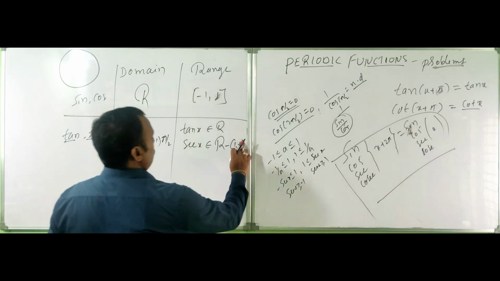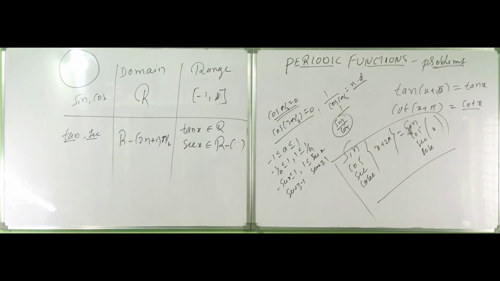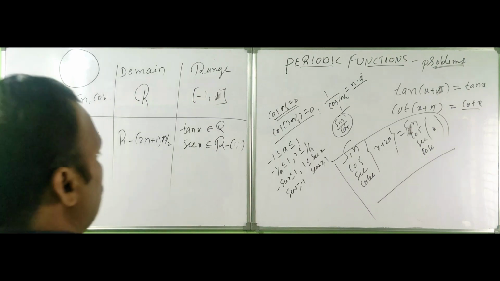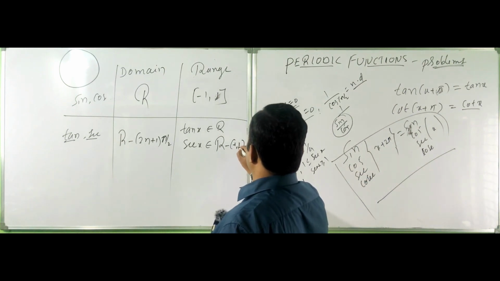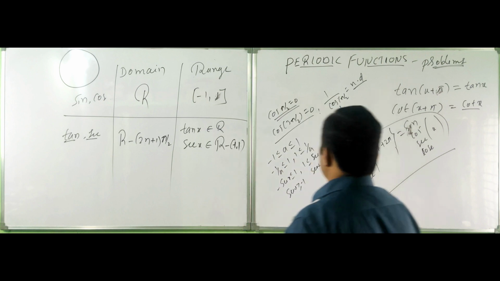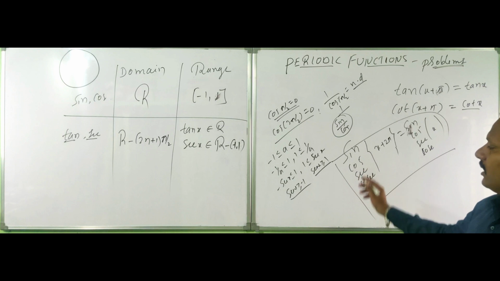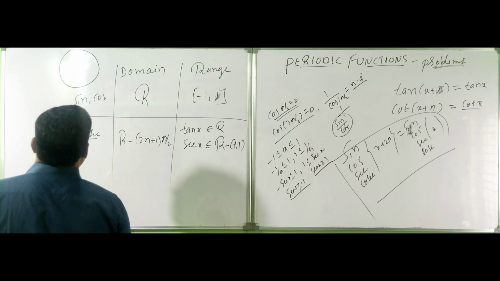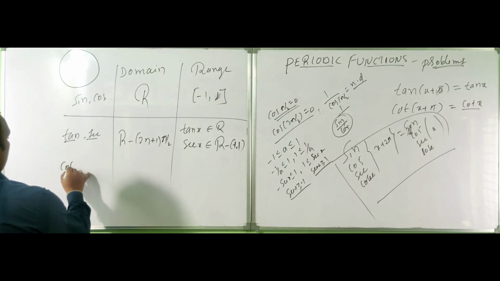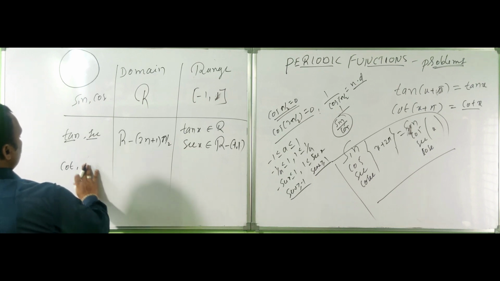If you want to give it as an option, sec x takes values outside of -1 to +1: values greater than 1 and less than -1. Similarly for tan and sec, then cot and cosecant theta.